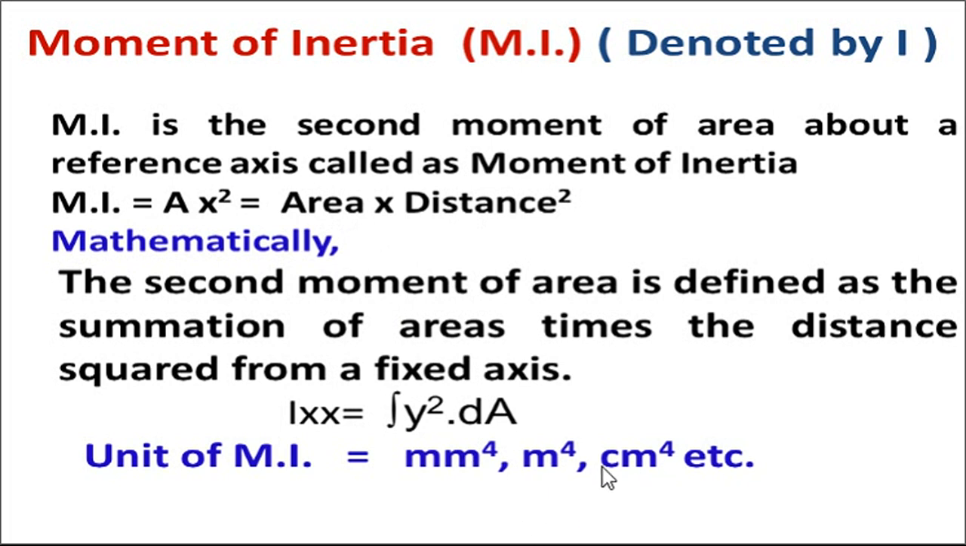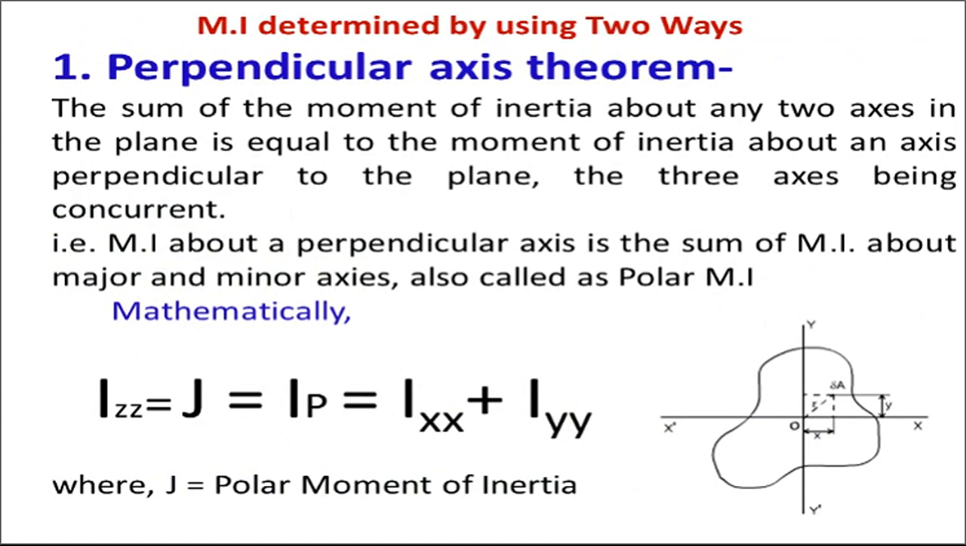Why are these different units given? Sometimes in the problem the dimensions are given in mm, and at that time the unit of moment of inertia will be mm raised to 4. If it is in centimeter, then centimeter raised to 4. That depends upon the unit employed in the problem. Moment of inertia is generally determined by using two theorems or two ways. The first is the perpendicular axis theorem and the second is the parallel axis theorem.